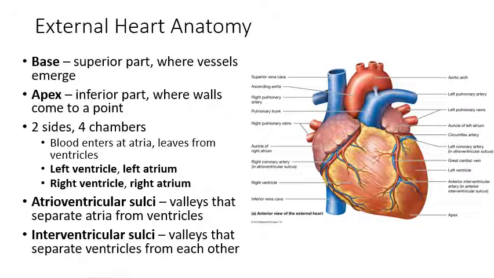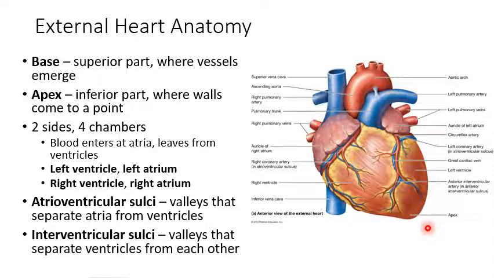You have the base of the heart and the apex of the heart. The apex is actually at the bottom, or it's the inferior part of the heart, where the heart comes to a point. And then the base is actually at the superior end of the heart, where all the blood vessels emerge. So the base is defined as being the wider part of the heart, and the apex is the narrower or pointed part of the heart.